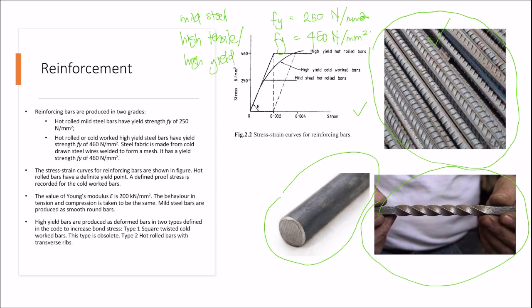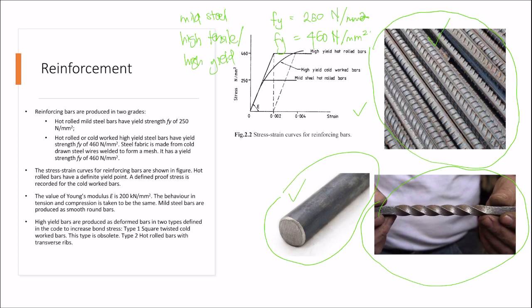The value of Young's modulus of elasticity is 200 kN/mm². The behavior in tension and compression is taken to be the same. Mild steel bars are produced as smooth round bars like this one. High tensile steel bars are produced as deformed bars in two types defined in the code to increase bond stress. The first type is square twisted cold worked bar.